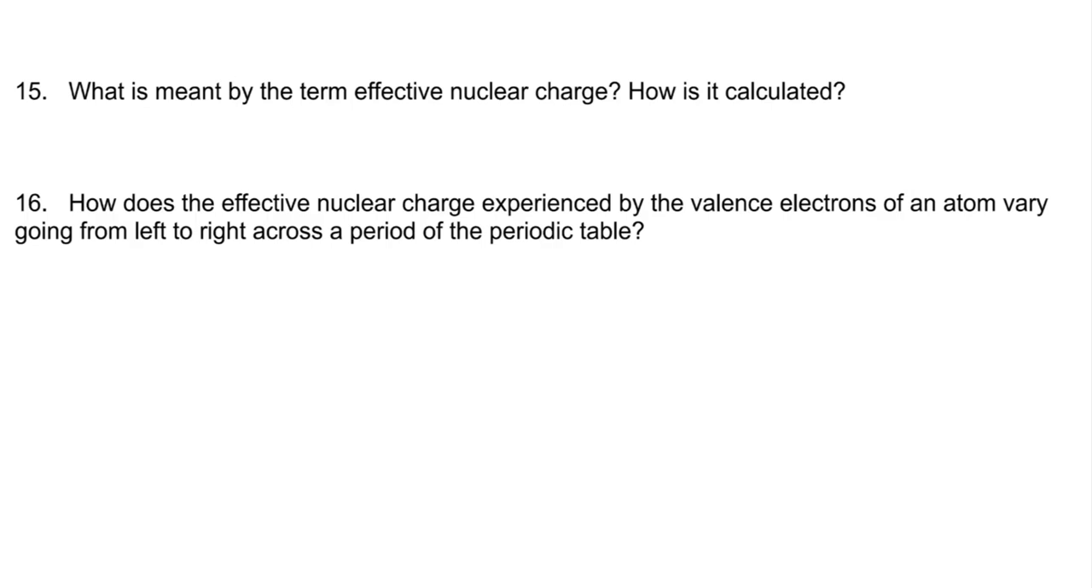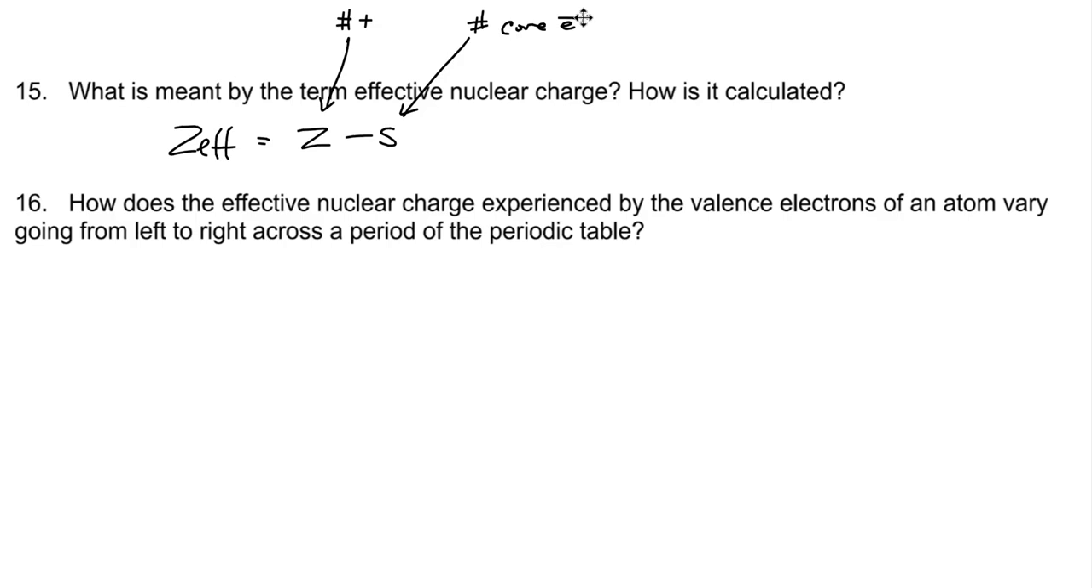Okay, what is meant by the term effective nuclear charge and how is it calculated? Well, for effective nuclear charge, there is a formula, and we've already done a problem like this. The effective nuclear charge, or Zeff, is Z minus S, where Z is the number of protons in the nucleus, and S is the number of core electrons, the ones that are not valence, the ones on the inside. Basically it's telling you how many protons a valence electron can sense pulling on it.